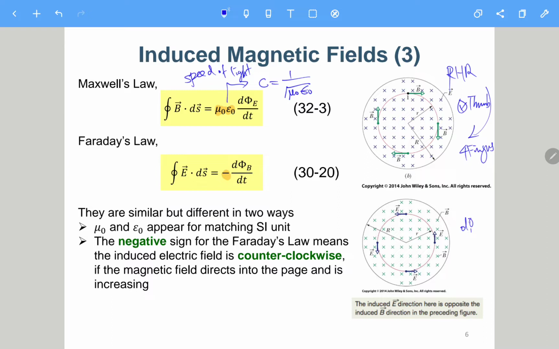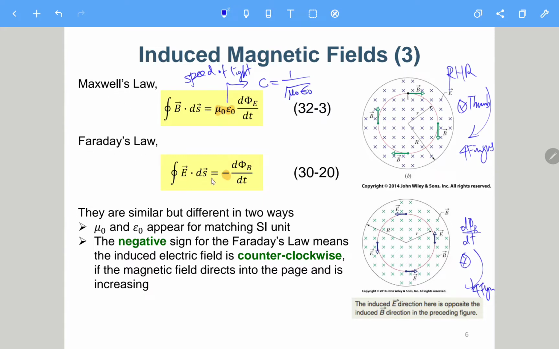dΦ_B/dt is into the page. So you use your thumb pointing into the page, your forefinger follows this direction, but as we have a negative sign, the E field should be counterclockwise. So these are the 2 points differentiating the Maxwell law and Faraday's law.